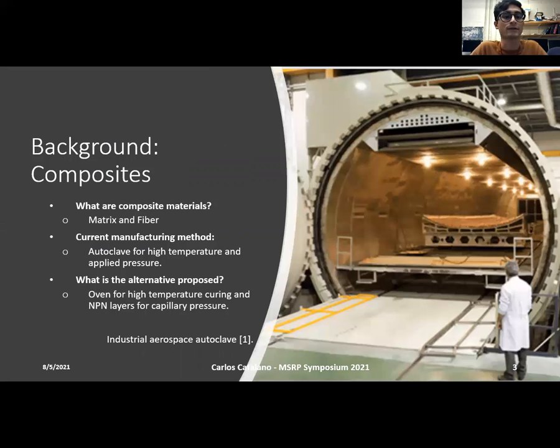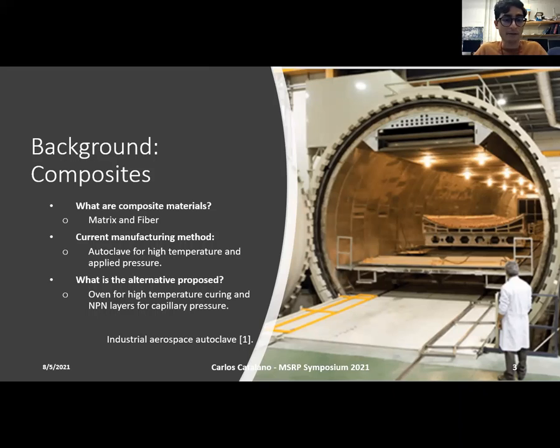A little bit of background first. What are composite materials? Those are materials that are made of a matrix and a fiber. In our lab, we use aerospace grade carbon fiber reinforced polymer. And basically that means that the fiber is the carbon fiber and the matrix is the reinforced polymer. And both are aerospace grade.